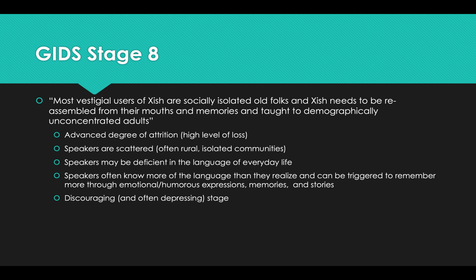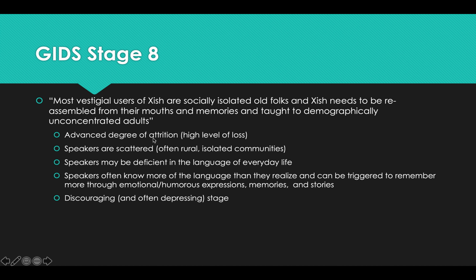So that's any adults, not the generation directly below them, but any adults that will be able to learn it. These older people can't be teaching children or other things just because they have so little of the language. So let's talk about some of the features of this level. And again, remember 8 is like the last stage.